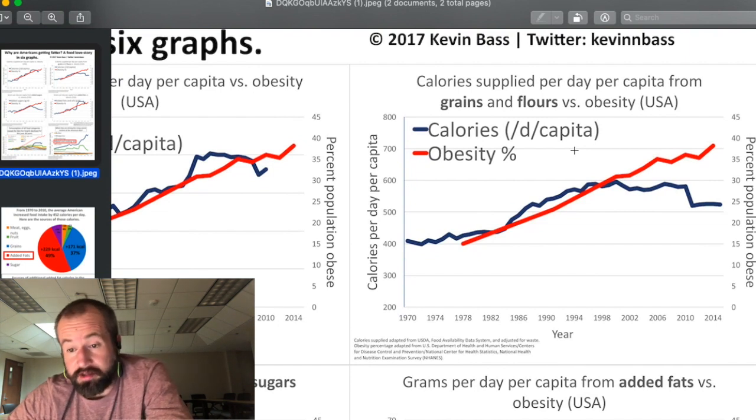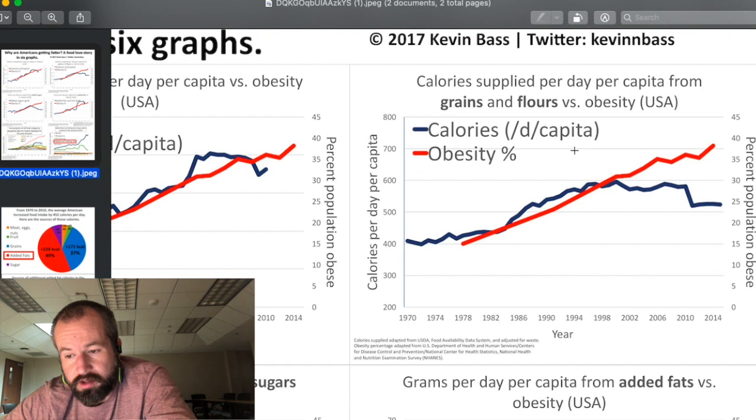Now we're going to look at the calories supplied per capita from grains and flours versus obesity in the U.S. So all grains and flours, you look at the calories supplied from grains and flours in the United States, and it goes up from about 1980 until about 1998. So over that course of 20 years, the grains and flours intake goes up.